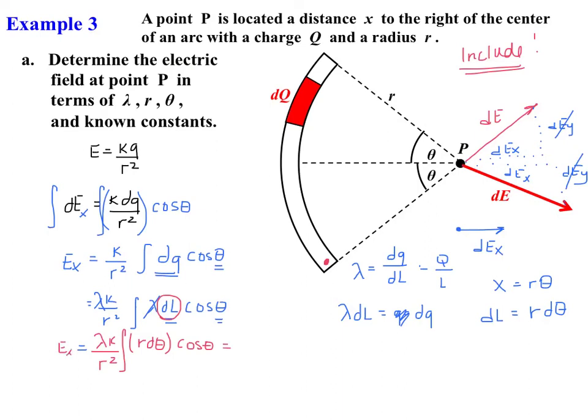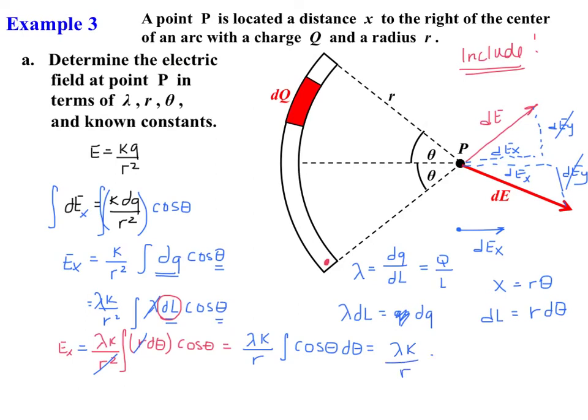Here, you can see that one of my r's is going to cancel out. And I'm left with cosine theta d theta. Again, this is a simple integral, so we just do the integral of cosine, which is sine, so that this comes out to be lambda k over r sine theta.